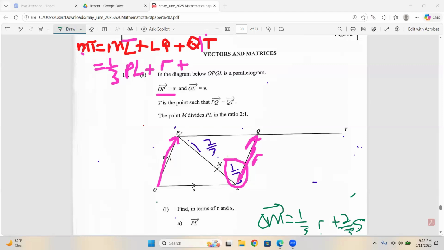And then they said here, PQ, this part, is equal to QT. What is PQ? Did we find PQ before? Did we? I don't recall that just now. Let me check below.